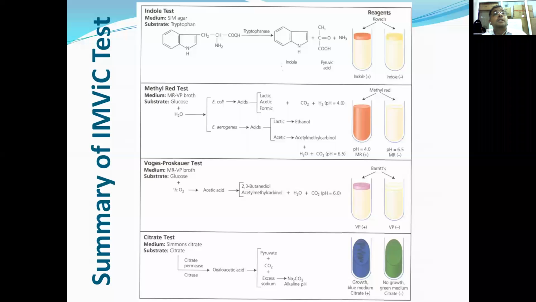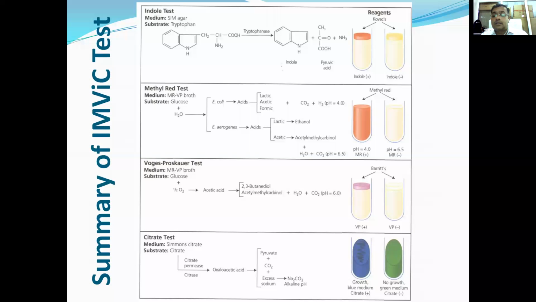So this is in brief about IMViC, and here I would also like to highlight that you should remember all the IMViC patterns of Enterobacteriaceae bacteria, like E. coli, Salmonella, Proteus. You should remember, because many times in exams, fill in the blanks or multiple choice questions ask them. They will simply write, give the IMViC pattern of Salmonella. Then you should know. Even though it is covered in your theory, you should remember it, or find it out as part of your assignment for today's class.